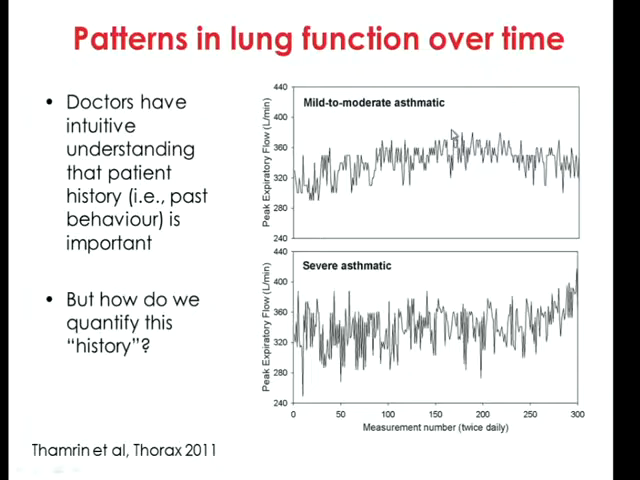You can have a look here at some of these peak flow diaries that I was talking about. This was taken from a mild to moderate asthmatic, and this was taken from a severe asthmatic. This is collected twice daily over a period of about, I think, 6 months. As you can see, the traces are quite different. To start with, the severe asthmatic spans a lot more values and looks much more unstable. But people don't know how to quantify it, basically, and that's where engineering methods would come in.